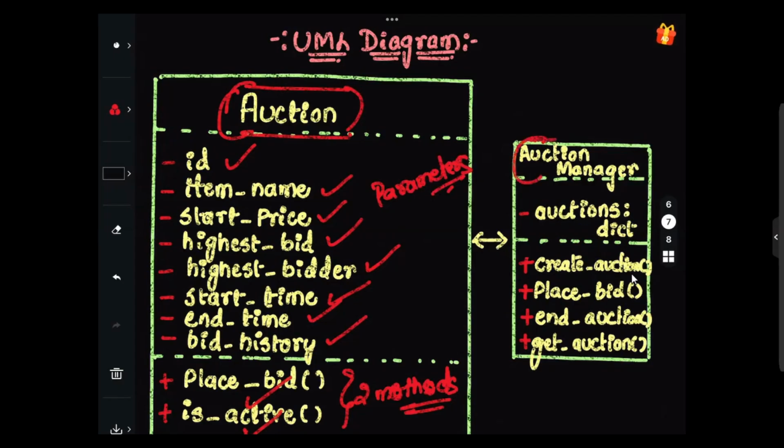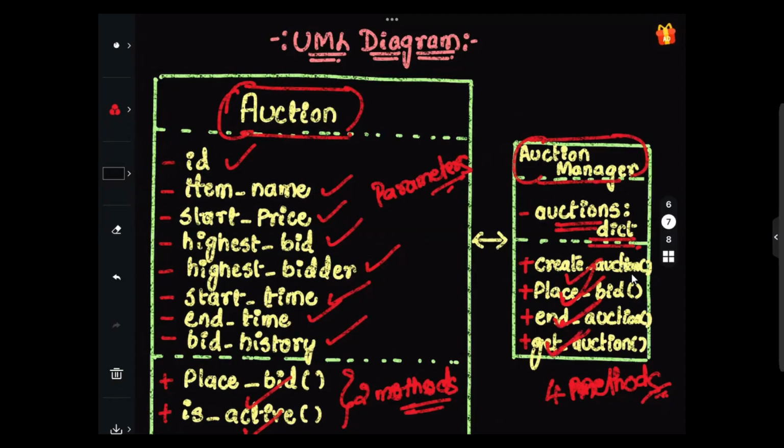And let's come to the main thing, the auction manager. Here we'll be going with the parameter auctions, which is of the type dict, and we'll be making use of 4 methods, not parameters, actually. Namely, one is create auction, place bid, third one is end auction, and fourth one is get auction.